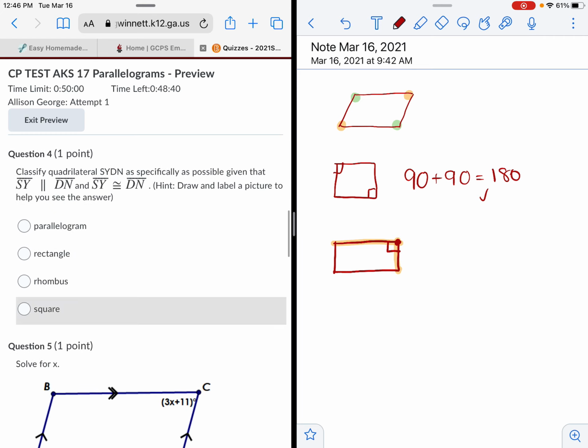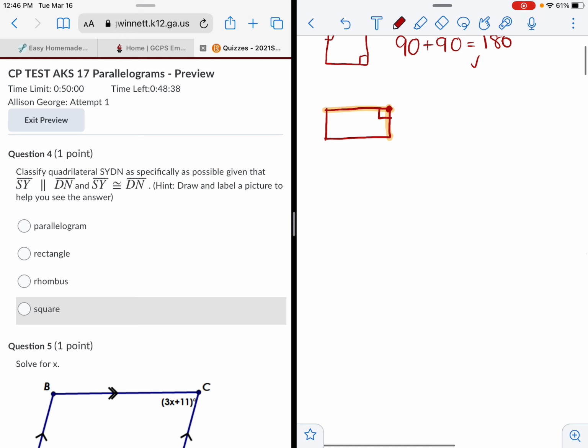All right, next one, classify the quadrilateral SYDN as specifically as possible. So I'm going to start by just drawing a quadrilateral. You can have it however you want. We don't know what type it is yet. And we're going to label it around SYDN all the way around.